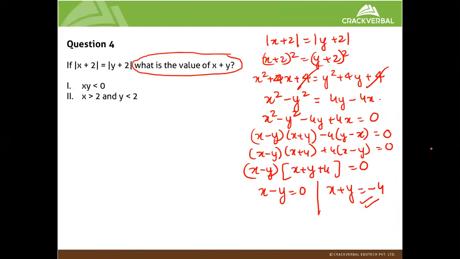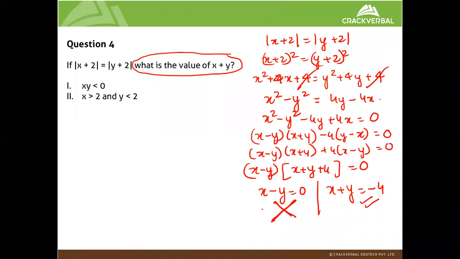For me to get a definite answer for x plus y is equal to minus 4, I need the statements to give me information so that I can discard this first solution of x minus y is equal to 0. Because if I'm able to discard the first solution of x minus y is equal to 0, I know that there can be only one possible value of x plus y, which is minus 4.